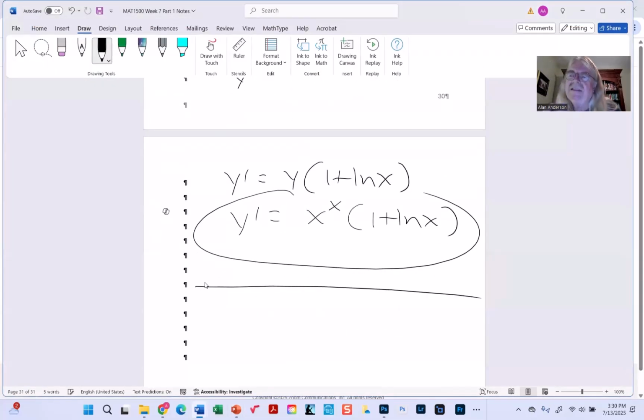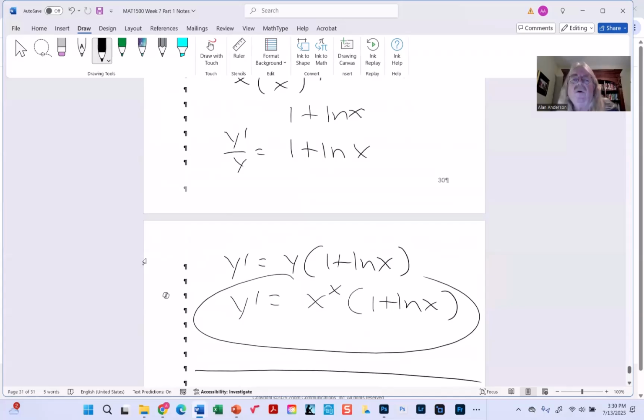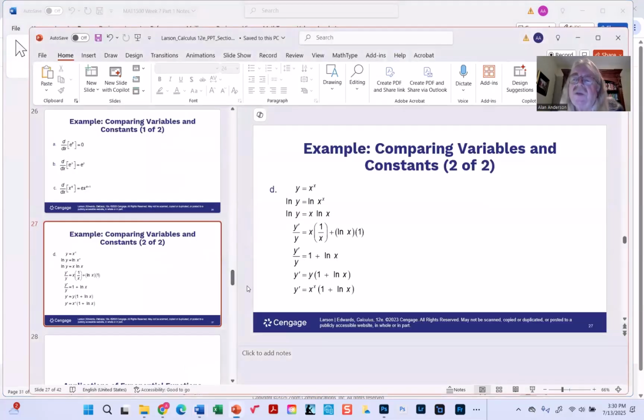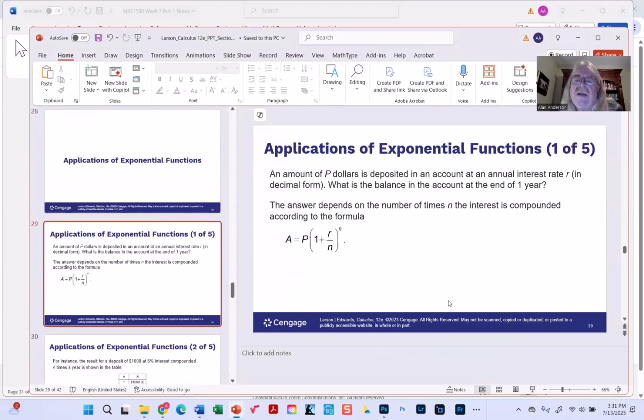But yeah, that requires us to recognize that we needed to use implicit differentiation because of the logarithm. And it also required us to notice in the first place that we can use logarithms and apply them to both sides. Okay. All right, now applications.